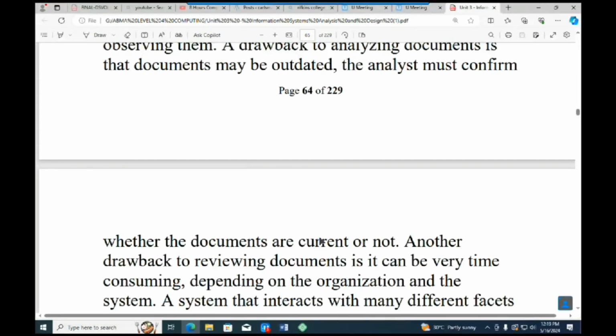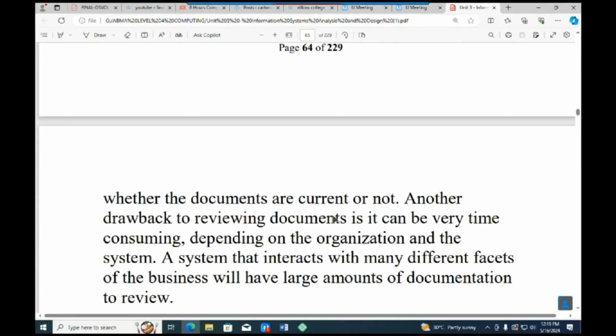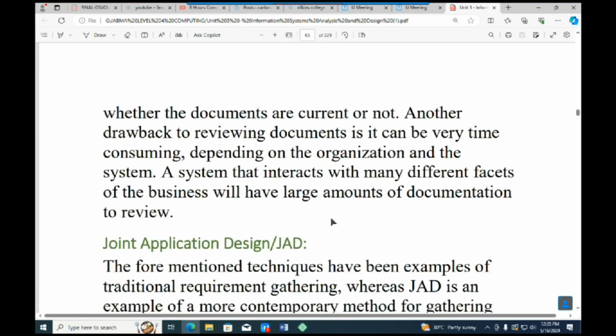Okay, and maybe as an analyst you don't have a way to confirm if these documents are current or not. That is one of the drawbacks. There's another drawback also, that is in matters of time. Analyzing existing documents is time consuming. It can be very time consuming, depending, of course, on the organization and the system itself.